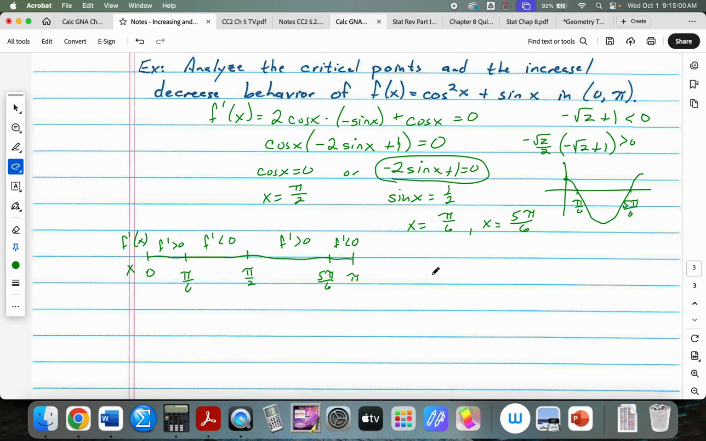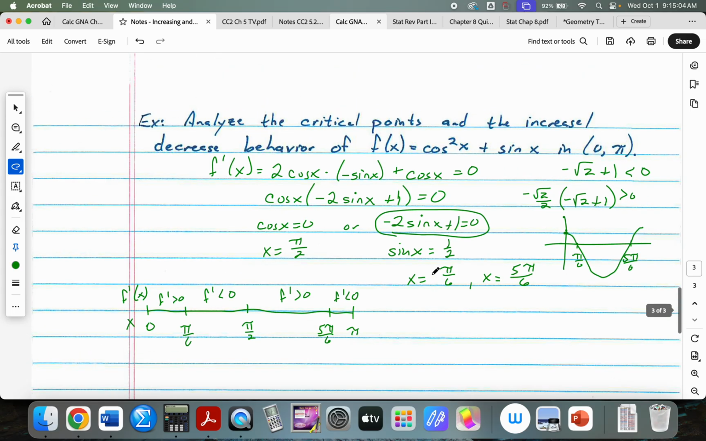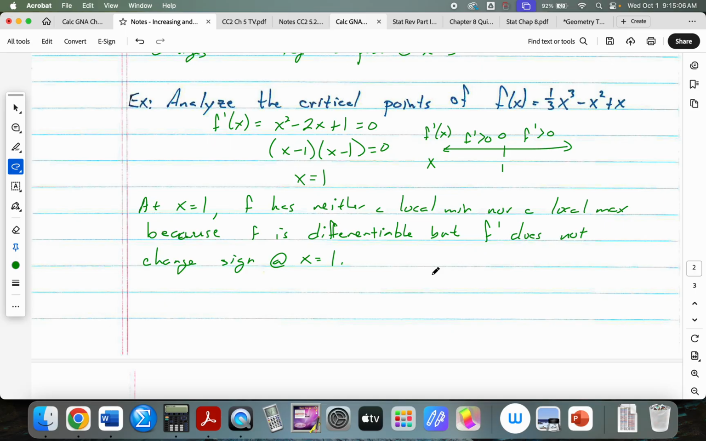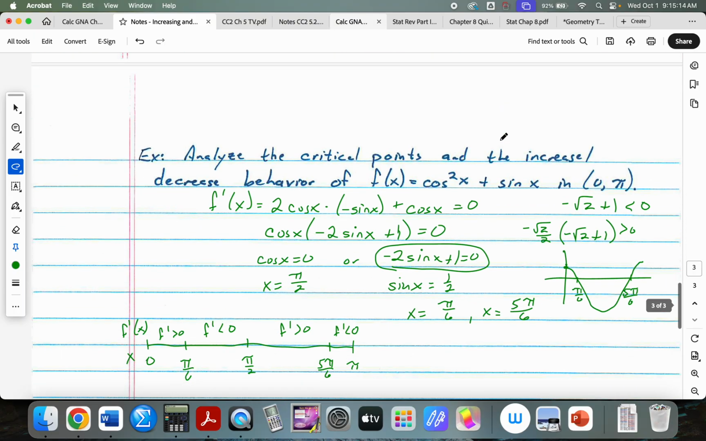By the way, it doesn't always switch. Like on this one, we didn't have a switch in the sign of f prime. A lot of times you do, but not every time.